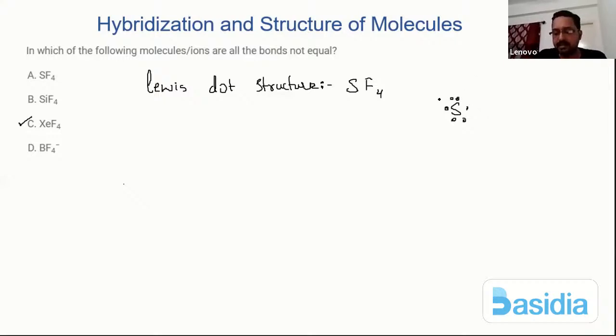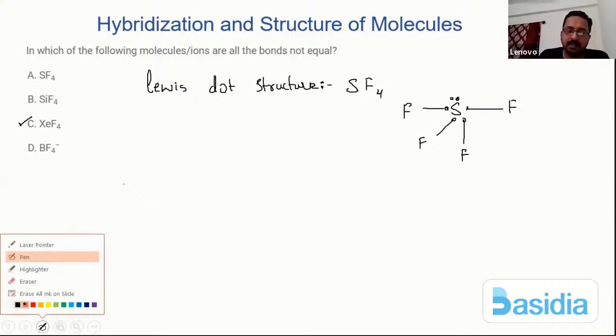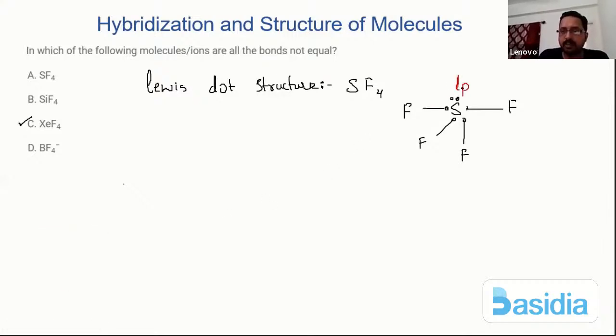So how exactly is the Lewis structure? How many fluorides are linked with that? Four, correct? So I am going to link one over here, one over here, one over here and one over here. So what I understand here is there are 4 sigma bonds, and let us not forget that there is also one lone pair of electrons over here, correct?